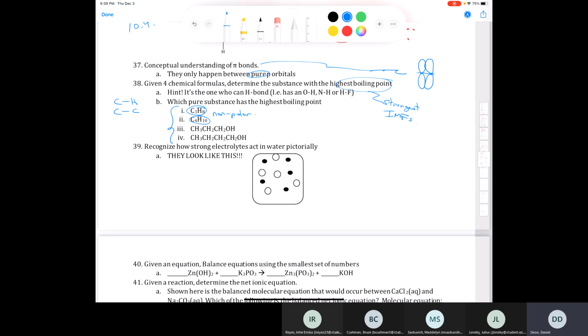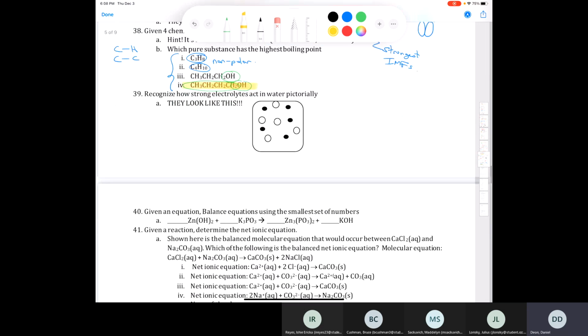If you look at the next two, they're both capable of hydrogen bonding, right? They both have a hydroxyl or an OH on them. But this one has a longer chain. It's just a heavier molecule. And so the bigger one that can hydrogen bond is going to have the highest boiling point, the strongest intermolecular forces.